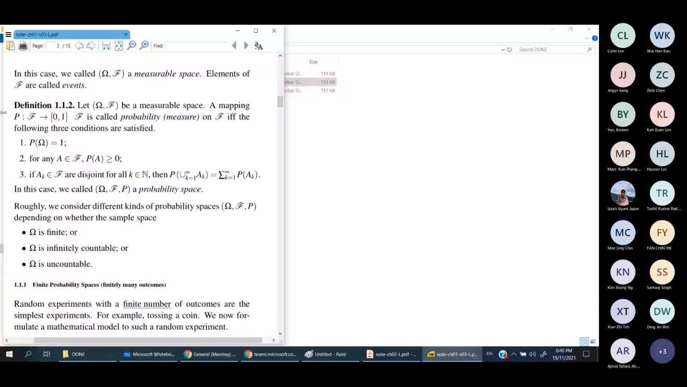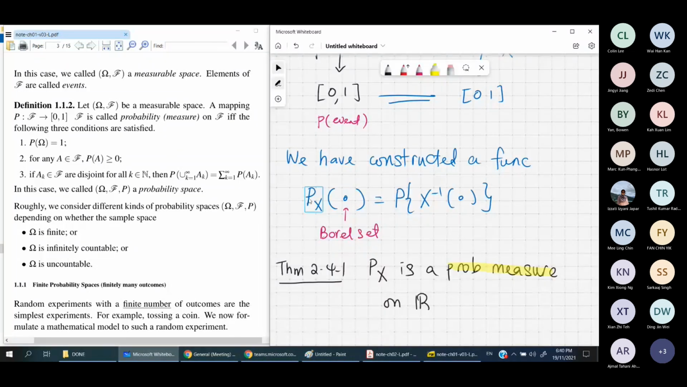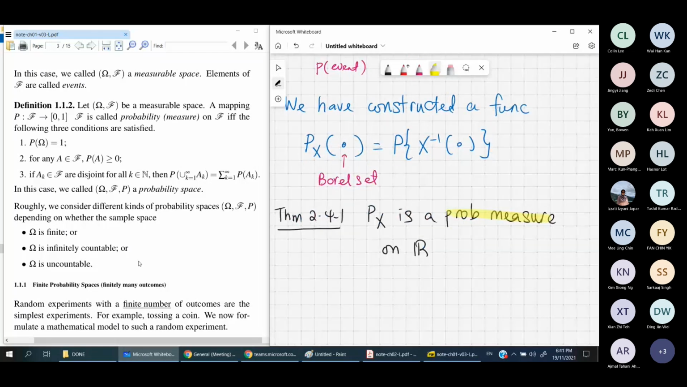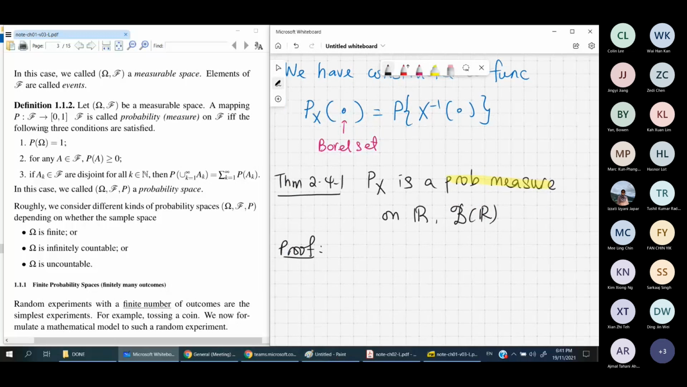A given function P from F is a proper measure if and only if it satisfies these three conditions. So we come back to this. We want to ensure this PX will fulfill these three axioms. Of course, in here we are taking F to be BR, so instead of F we're actually taking BR here. Let's look at the proof for it. We want to verify these three. And the given P is a probability measure, so it always fulfills these three conditions. We do it one by one. Let's do the first one.